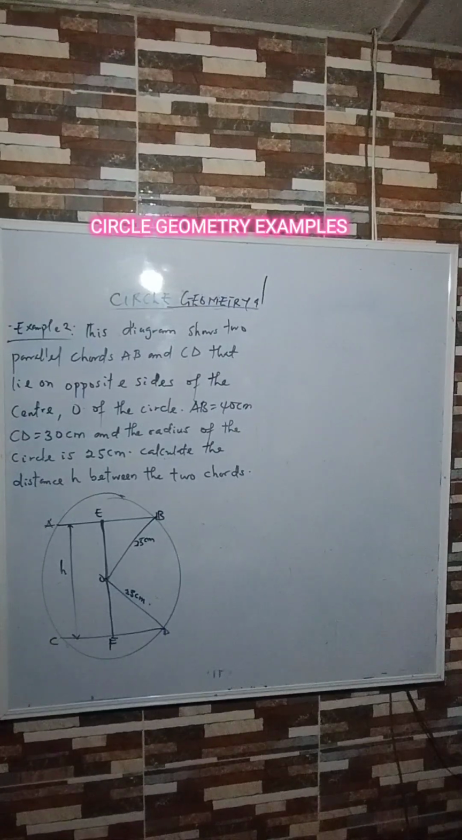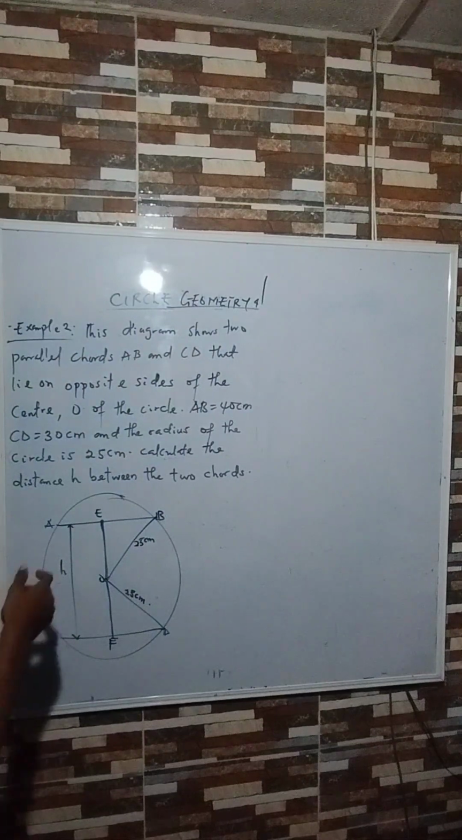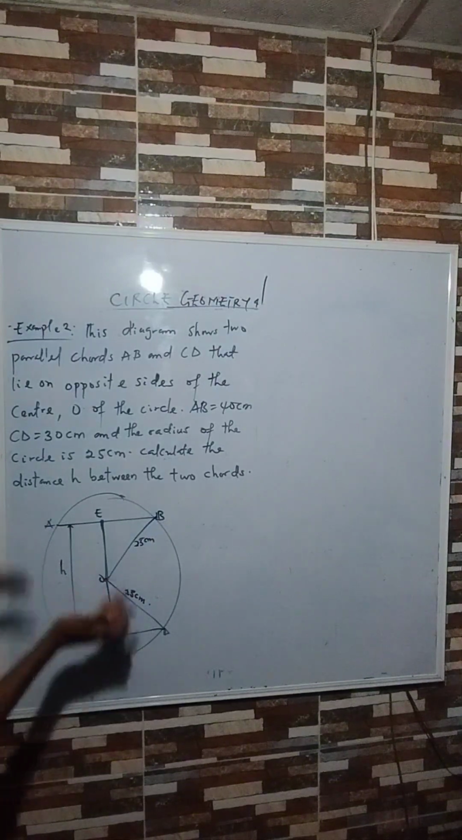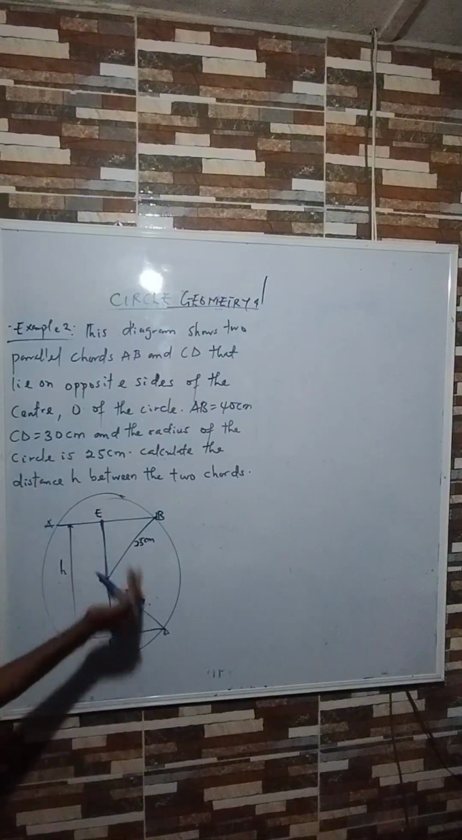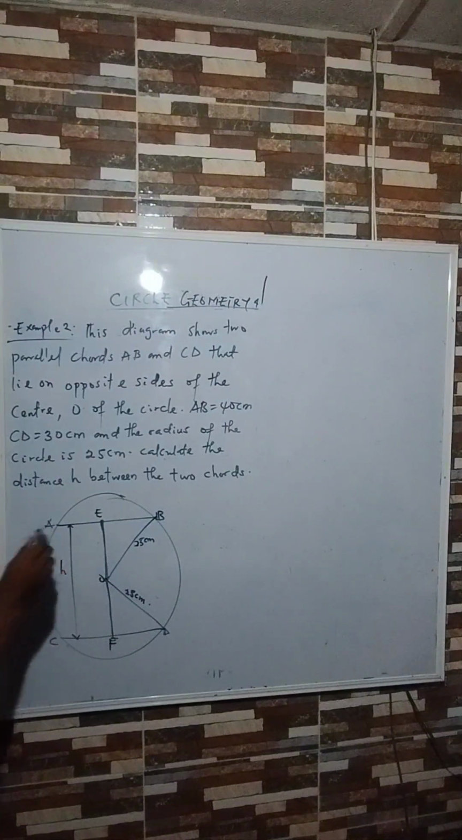So from example 2, we're told that this diagram shows the two parallel chords AB and CD that lie on opposite sides. They lie on opposite sides. That means it can be like this. It can also be in this format. Of the center of the circle, we are told that our AB is 40 centimeter.